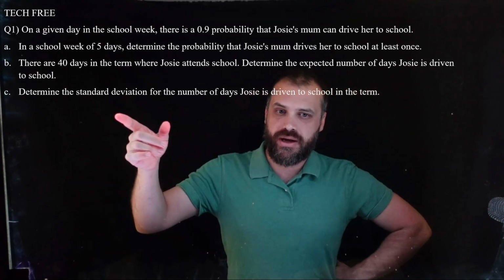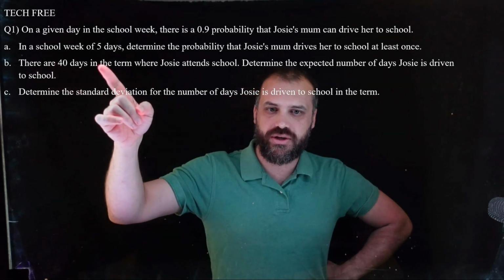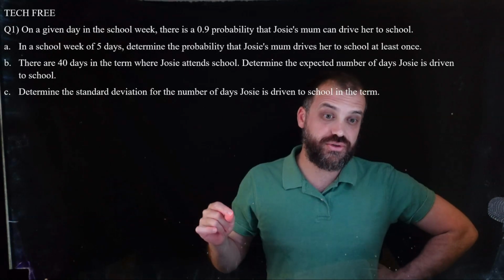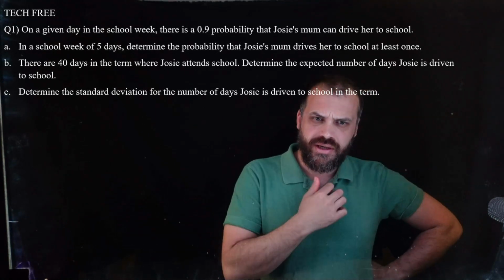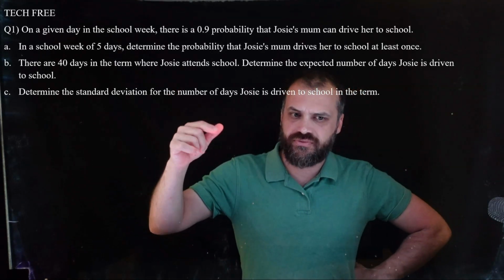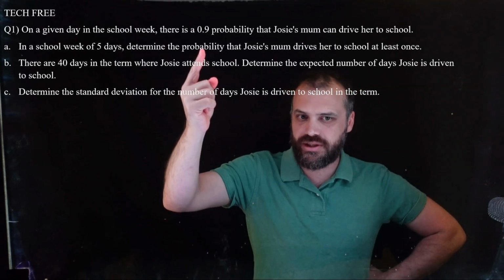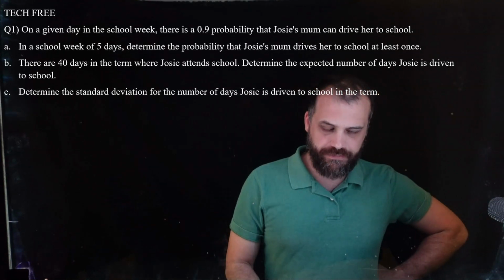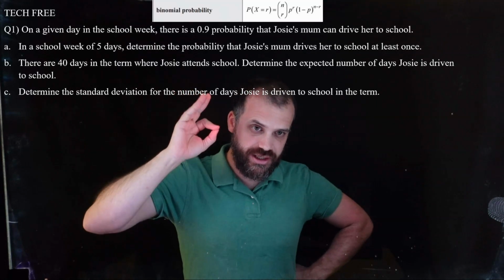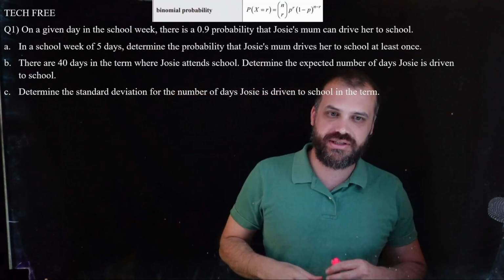All right, so part A says, in a school week of 5 days, determine the probability that Josie's mum drives her to school at least once. All right, you should have read through this and you should have thought, oh wait, there's 5 days, there's a probability of success. We're talking about binomial probability. Now this question is tech-free, no calculator allowed, so we're going to have to use this thing here.